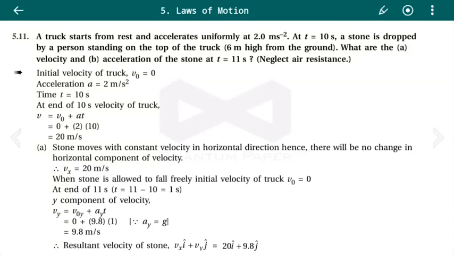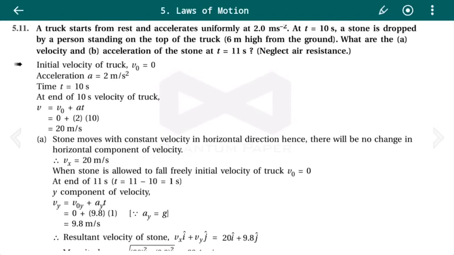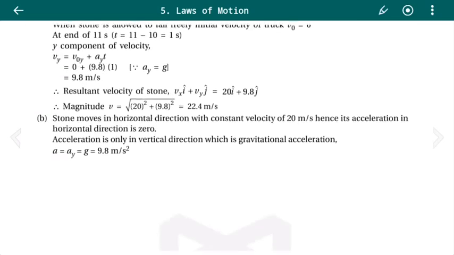Now let us see the 11th numerical. A truck starts from rest and accelerates uniformly at 2 meter per second square. At t equals 10 seconds, a stone is dropped by a person standing on the top of the truck whose height from the ground is 6 meter. What are the velocity and acceleration of the stone at t equals 11 seconds?